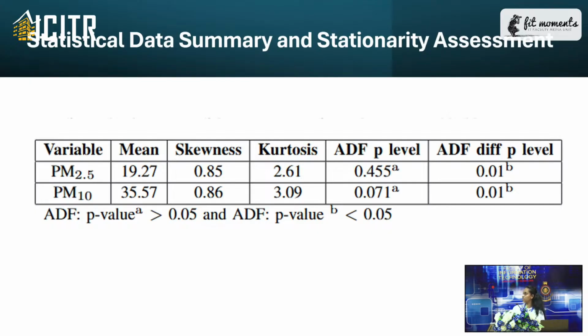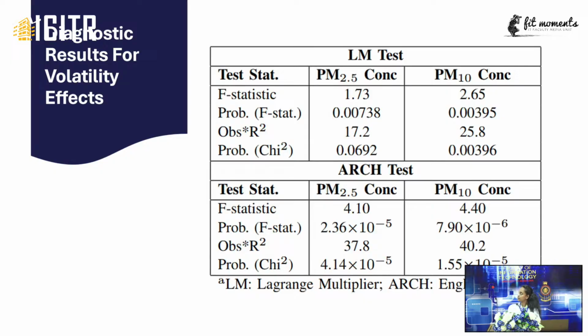Both are equal to 0.01 for both pollutants. After the first differencing, both p-values are less than 0.05. That means after first differencing, my data set became stationary. Then I apply the Lagrange multiplier and the ARCH test to check the volatility effects.